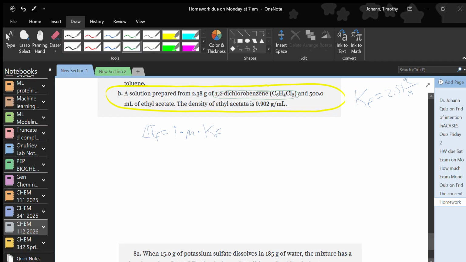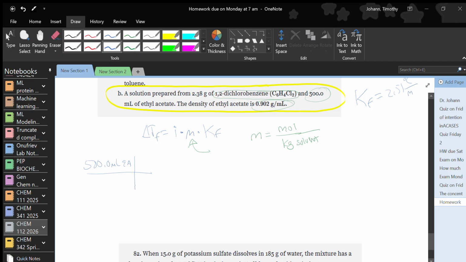But we are going to need to do some conversions here. This is the tough part of this problem, right? I need to get the molality. Molality, as you remember, is moles divided by kilograms of solvent. And so I need to take my 500 milliliters and my density and turn that into kilograms, right? So how am I going to do that? I have 500 milliliters of ethyl acetate, right?